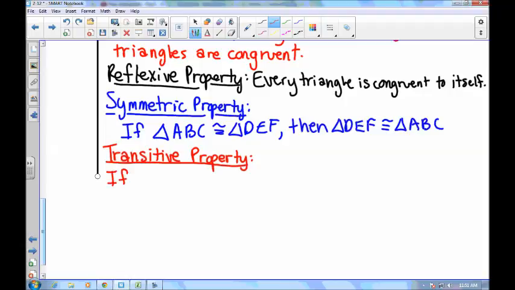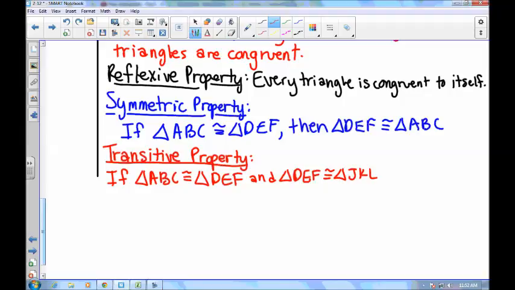If triangle ABC is congruent to triangle DEF, oops, I didn't write the triangle. Let's try that again. Okay, and triangle DEF is also congruent with triangle JKL. Notice these are all capital letters, okay? In geometry, when we're naming points, vertices, or segments, we use capital letters. In algebra, we use lowercase letters for variables.